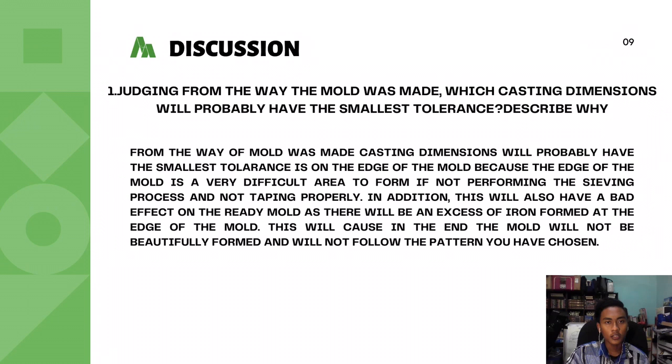So, for discussion, question number 1. Judging from the way the mold was made, which casting dimension will probably have the smallest tolerance? Describe why. The casting dimension that will probably have the smallest tolerance is on the edge of the mold, because the edge of the mold is a very difficult area to form if not performing the sieving process and not tapping properly.